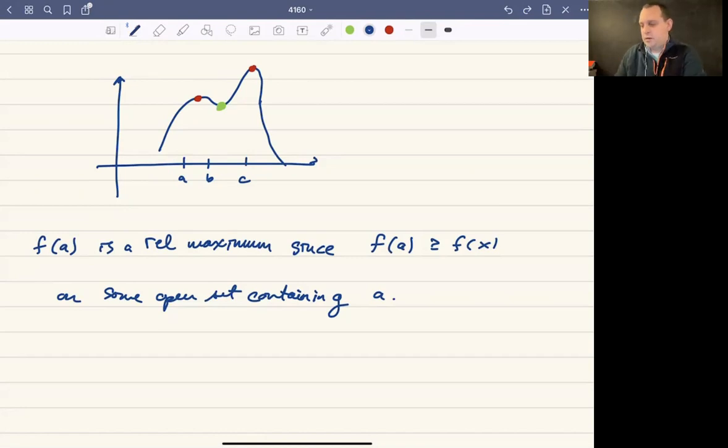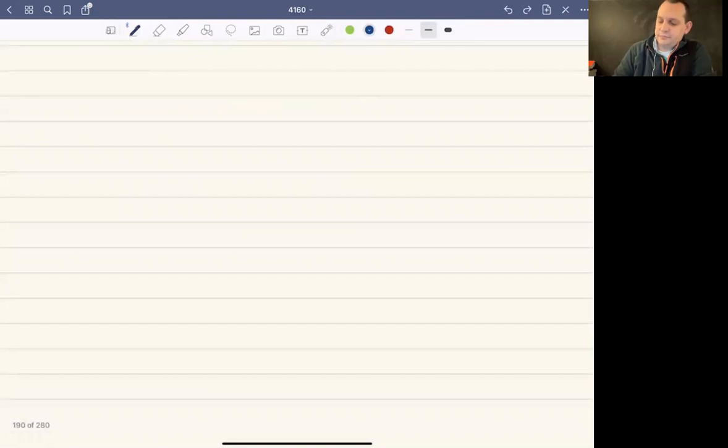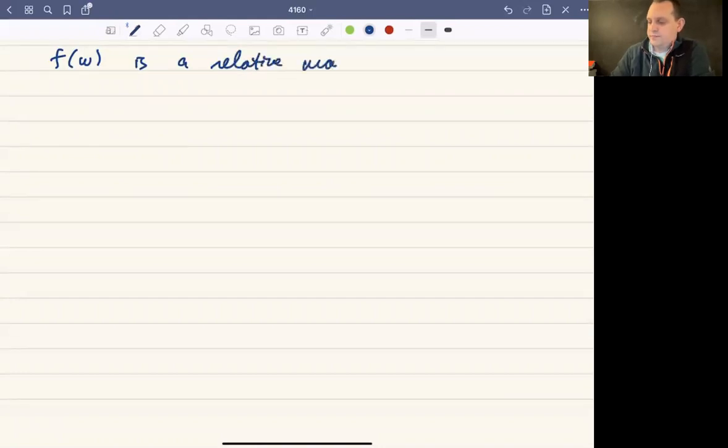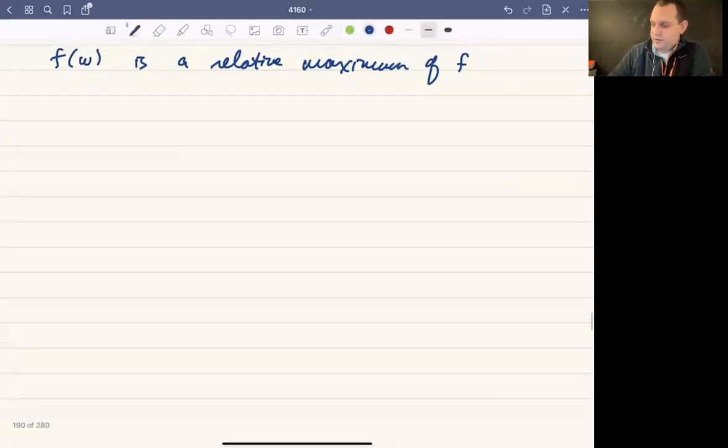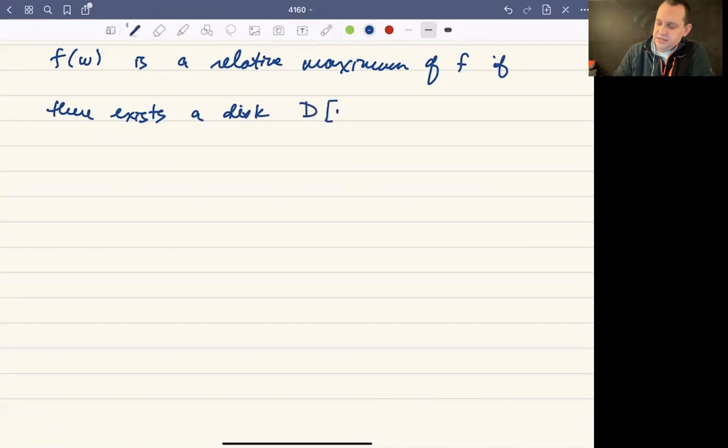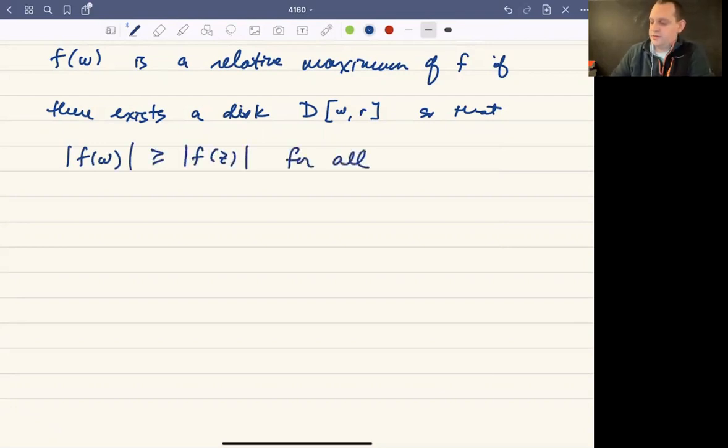Likewise for relative minimum. So with that in mind, we're going to say that f of W is a relative maximum of f if there exists a disk, here an open disk centered at W with some radius r, so that the modulus of f of W is greater than or equal to the modulus of f of z, for all values z in this open set containing W.